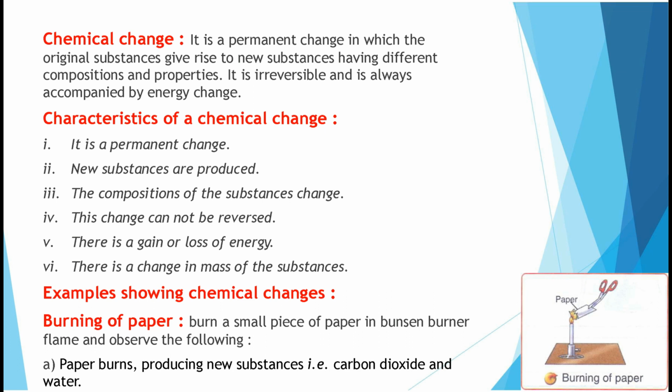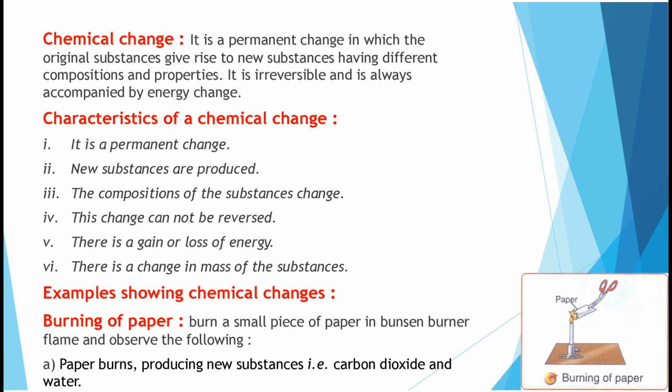So there are certain characteristics of a chemical change. It is a permanent change. New substances are produced. The composition of the substance changes. This change cannot be reversed. This is an irreversible change. There is a gain or loss of energy. There is a change in the mass of the substance, meaning after the change, the mass of the substance will change.